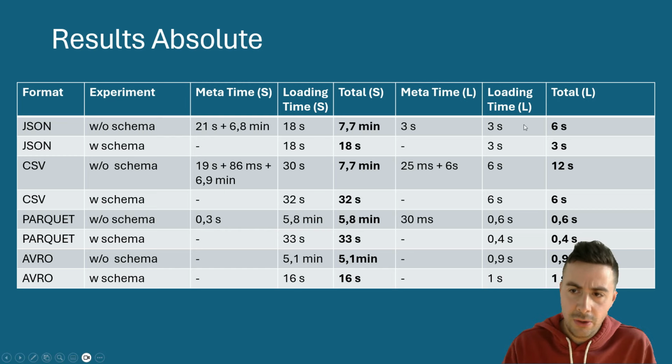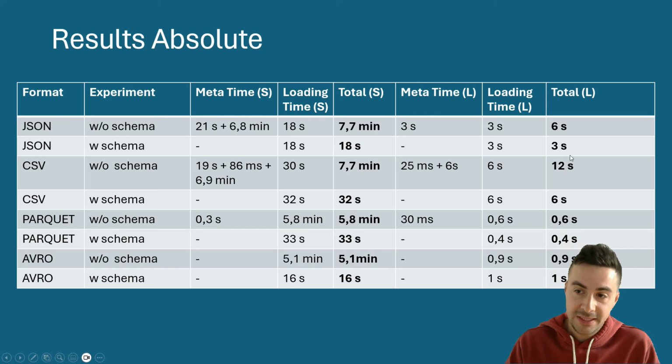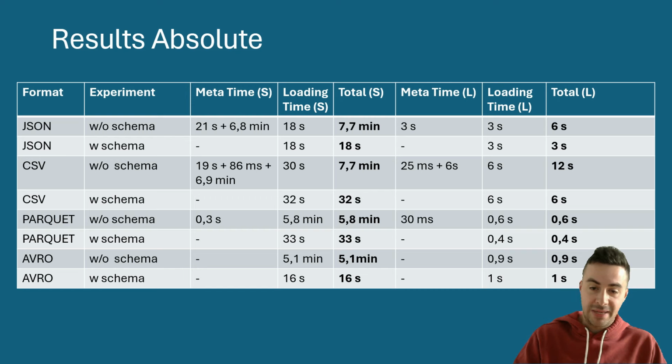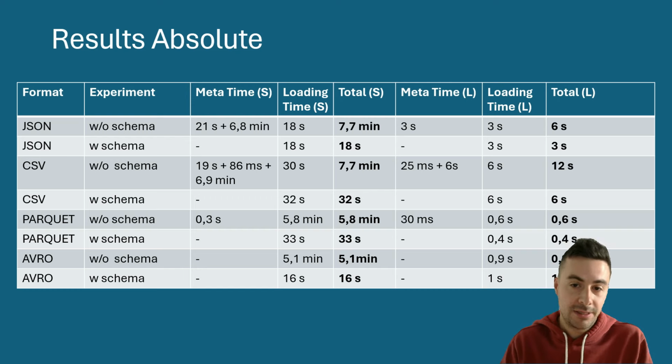And also the large file, when we're looking at it, even if you have large files, it's worth defining the schema, especially for CSV and JSON, because we have like a 50% decrease of runtime. So for instance, you have 3 seconds, meta time just disappears. So we just have the actual loading time of 3 seconds. And even file formats like Parquet are having a decrease, like 0.4 seconds. So even the actual loading time of the data becomes faster just by defining the schema, in this case by 33%.